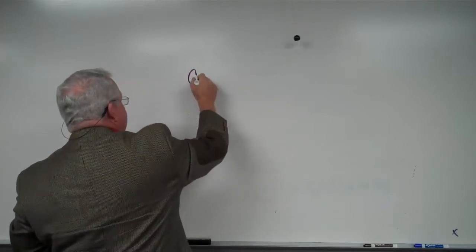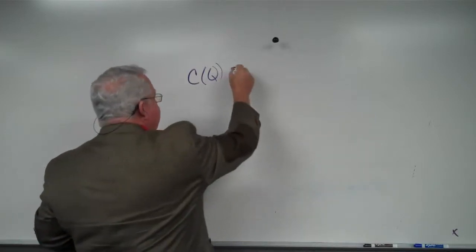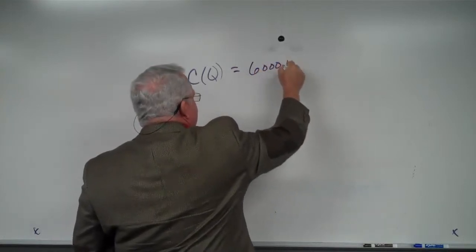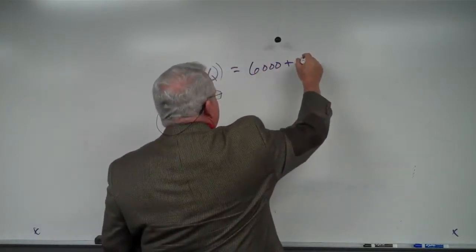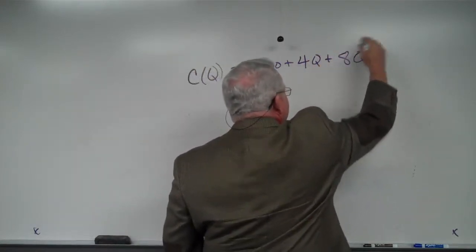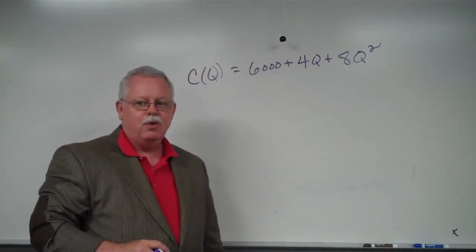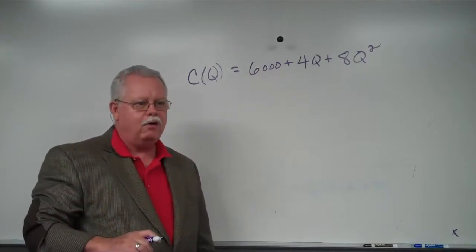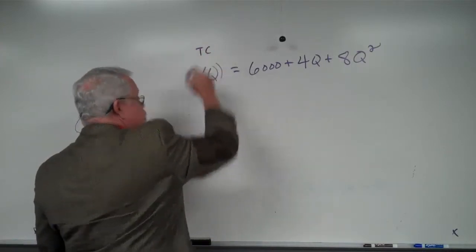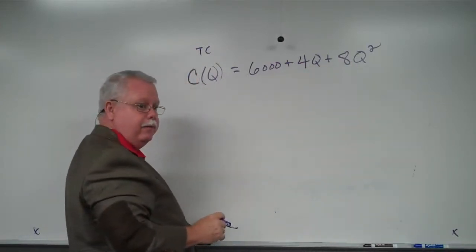Sometimes your cost, and they'll do it maybe like this, the cost of output for Q is, and it might be 6,000 plus 4Q plus 8Q squared. And so it looks like an ugly equation. So what we're going to do is put one toe in the water called calculus. This is the total cost function for production. Whatever Q is, you plug it in and you say, oh, that's how many dollars it cost me.